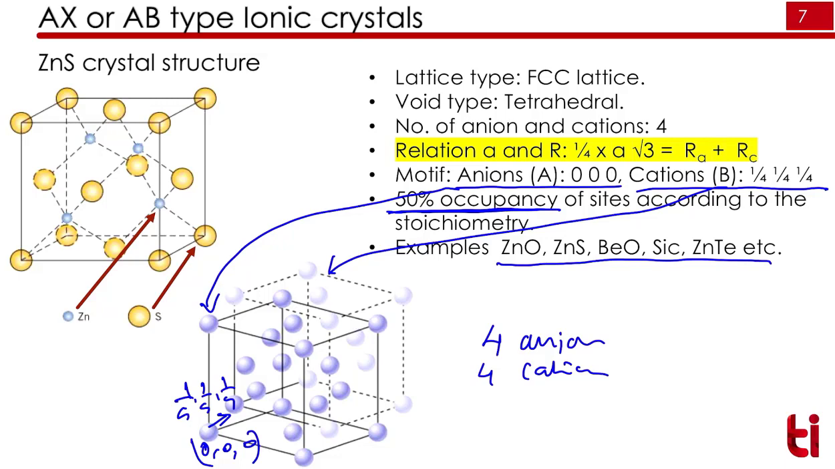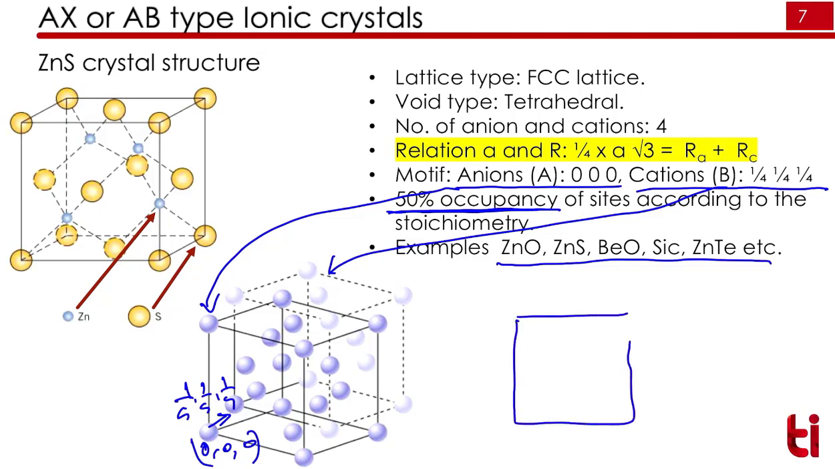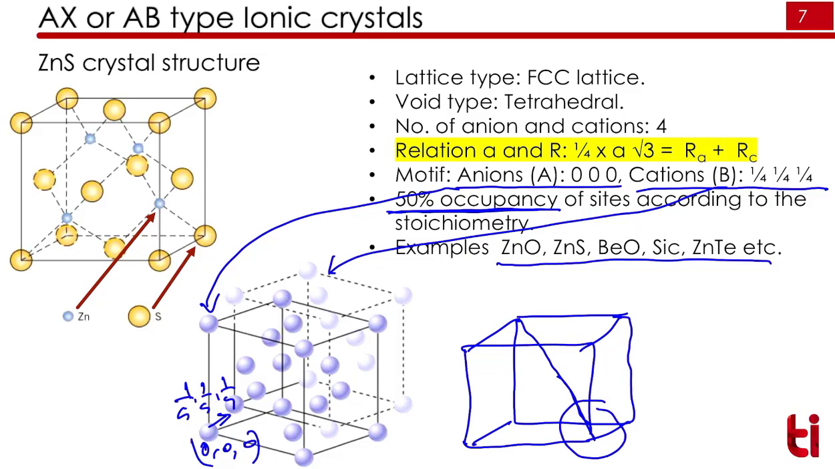Here the relation between A and R is found by the body diagonal, because the tetrahedral void is situated on the body diagonal. So if we take an example, or we draw the unit cell like this, this is the body diagonal here. Here we have one anion, here we have another anion, and here we have one cation.